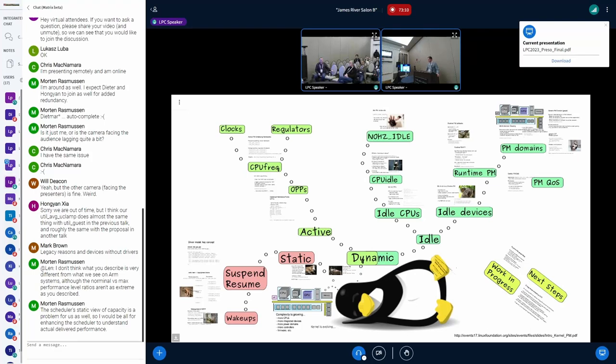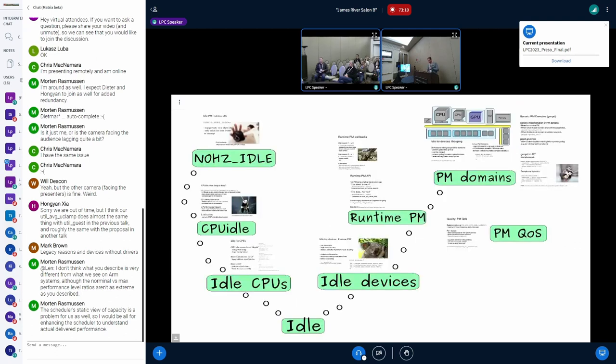So this is an overview of where in the big forest of power in Linux that I want to talk about. I'm going to zoom in on this section. It's going to be about idle states, sleep states, more specifically runtime idle.